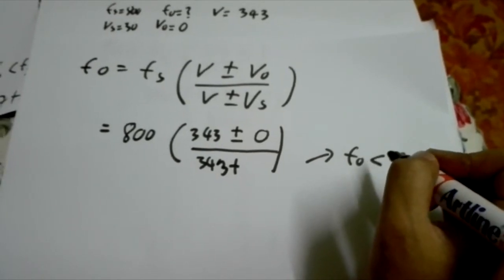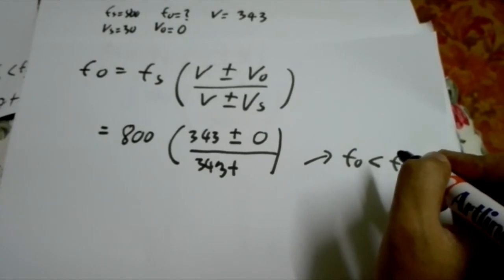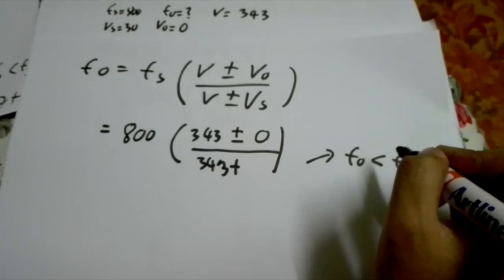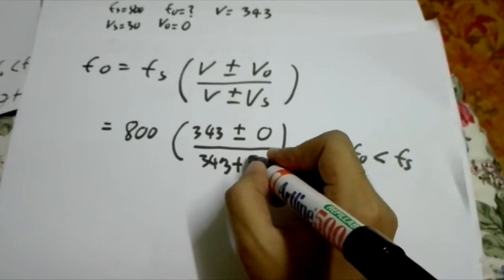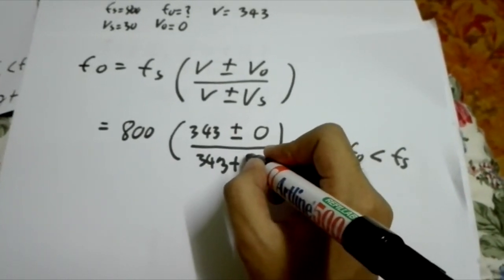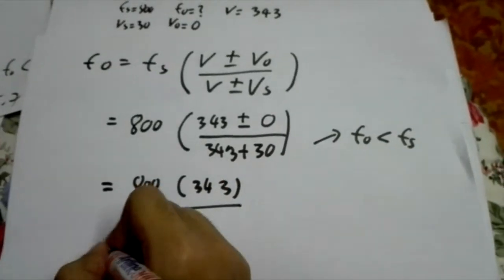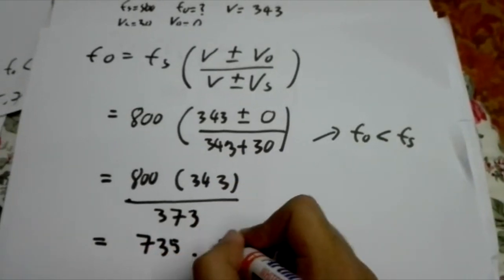Since the source is moving away, we want the value of the whole fraction to decrease. So to get the frequency observed to decrease, we must increase the denominator, so we use the positive sign. The velocity of the source is 3 meters per second. So we get the answer 735.7 Hz.